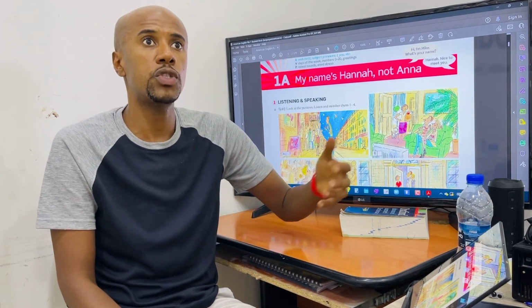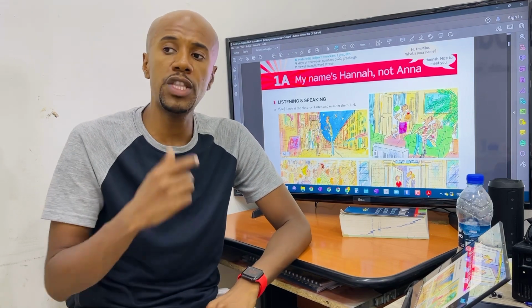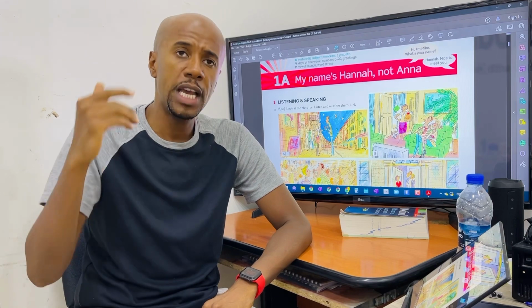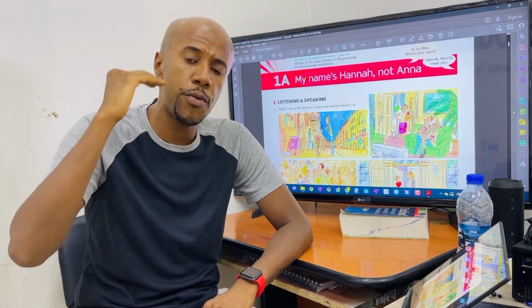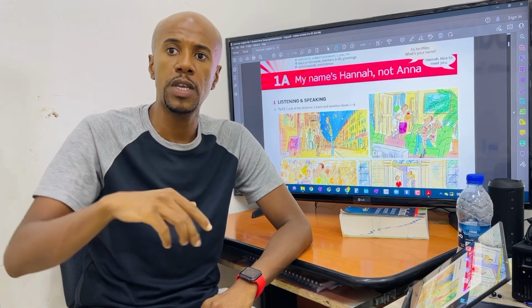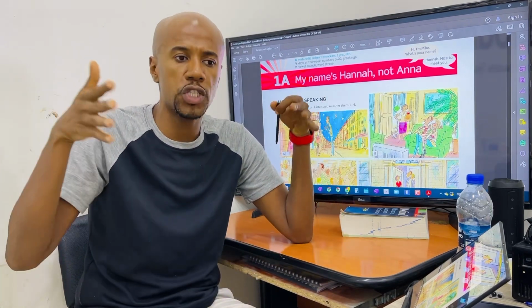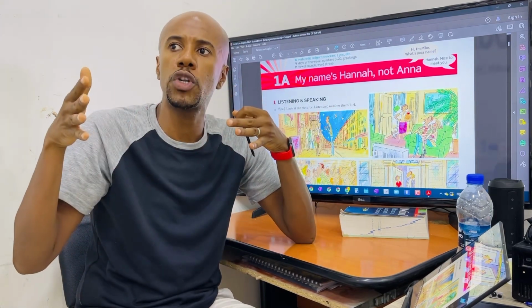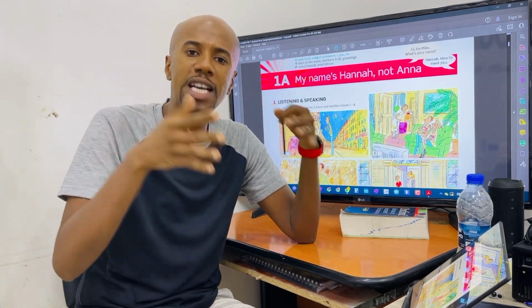And they go back to the teacher's book, and the teacher's book is very helpful, but the problem with the teacher's book is that if you follow it letter by letter, it might not work. It might not work because it is too broad. It's not specific to one particular situation or one particular context or one particular country.